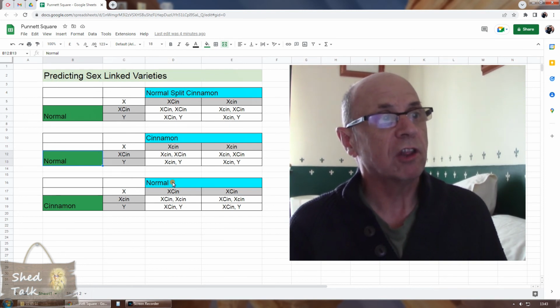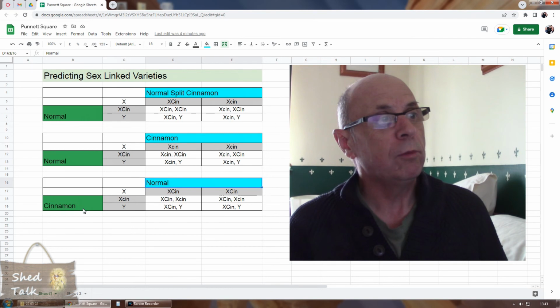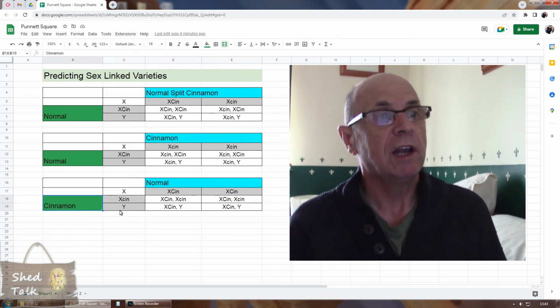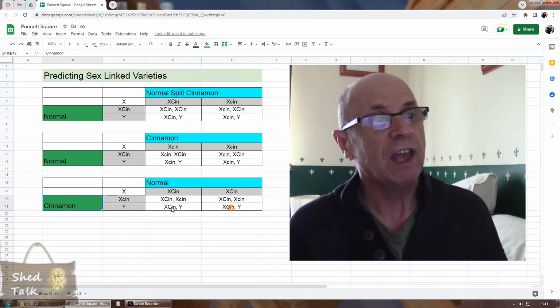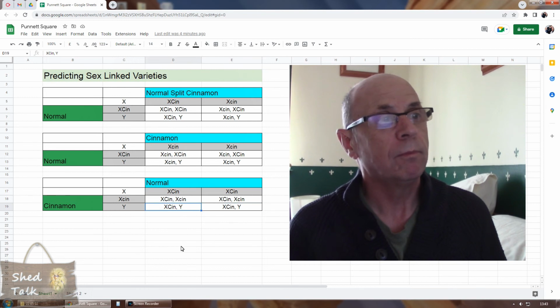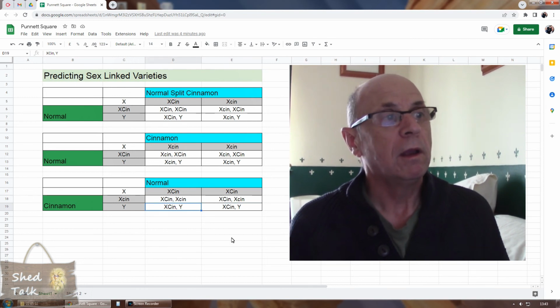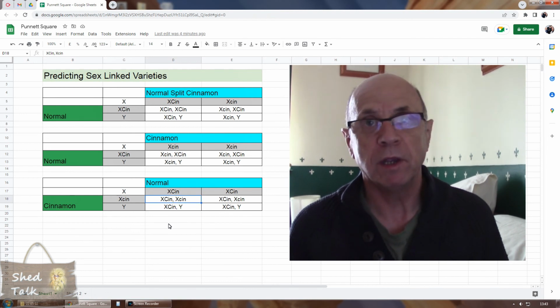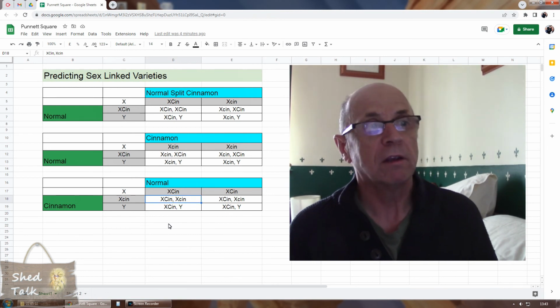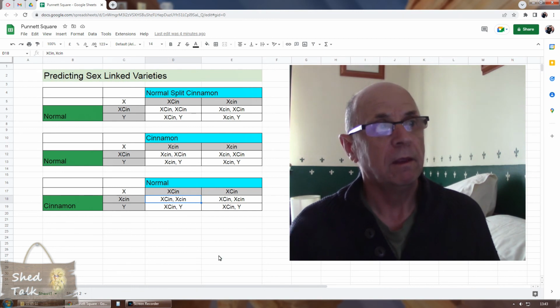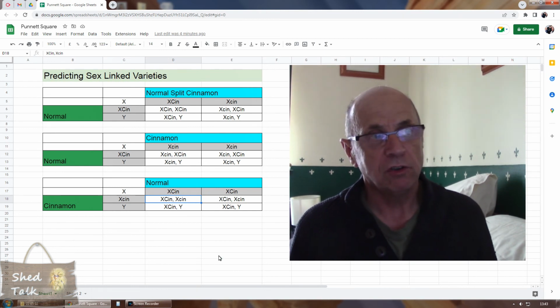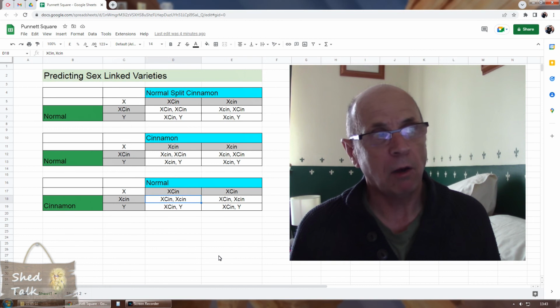Finally, let's have a look at this one. Here we've got a normal and a cinnamon hen, and you can see here all of the hens are going to be normal and all of the cockbirds are going to be normal split for cinnamon. I hope that sort of demonstrates to you how this process works.